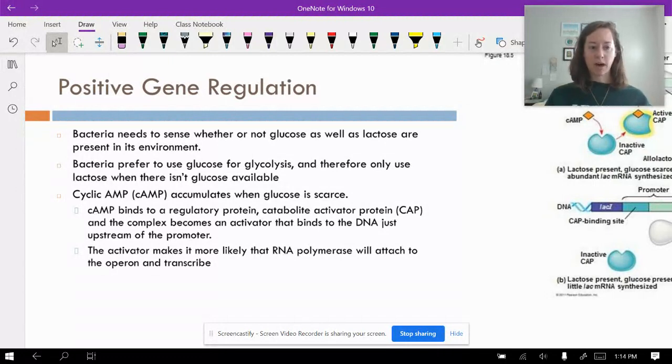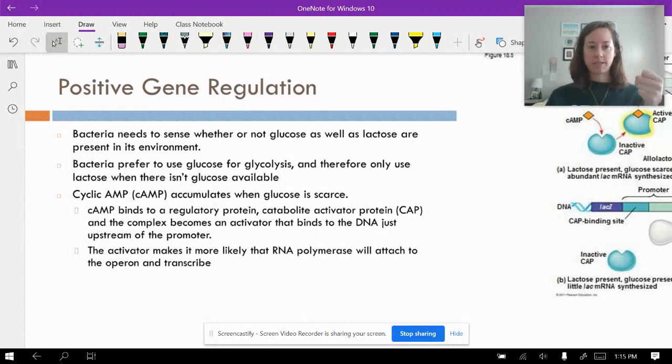So there is a positive gene regulator that can also make it more likely that the lac operon will be transcribed. And that actually uses cyclic AMP or cAMP, which we've talked about a little bit before during the cell cycle. So what can happen is cyclic AMP binds to a regulatory protein called CAP, catabolite activator protein. And that complex becomes an activator that binds just in front of the promoter, upstream. And this activator makes it more likely that RNA polymerase will attach to the operon and start.